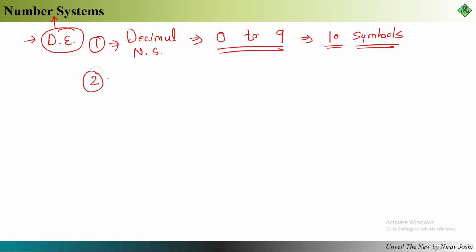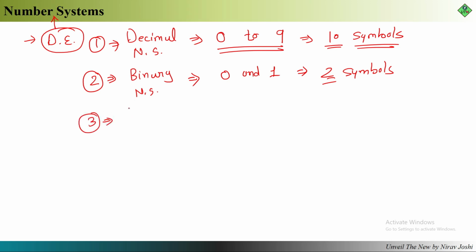The second number system that we will learn is the binary number system. As the name suggests, binary means there are 2 possible values of the symbol, and that is 0 and 1, right? So there are a total of 2 symbols. One is 0 and the second one is 1. The third number system that we need to learn in digital electronics is the octal number system. From the name you can understand there are basically 8 symbols. As there are 8 symbols, we can count from 0 to 7. So 0 to 7, if you count, there will be a total of 8 symbols.